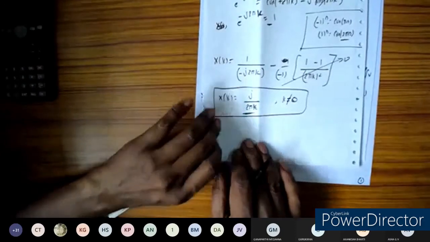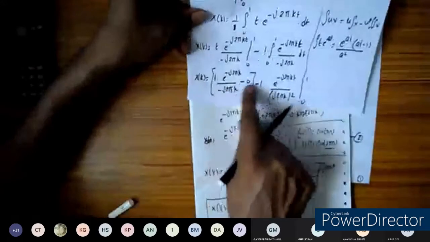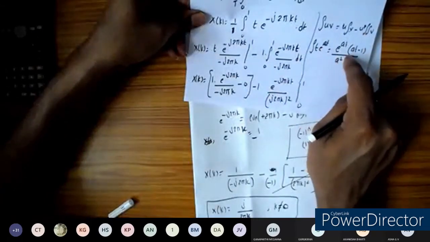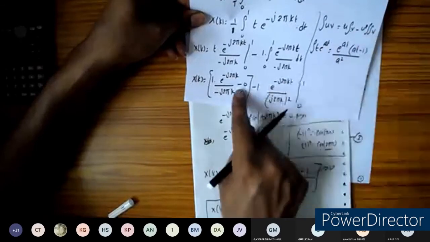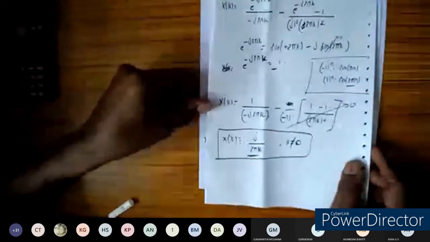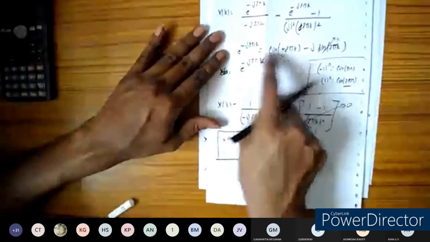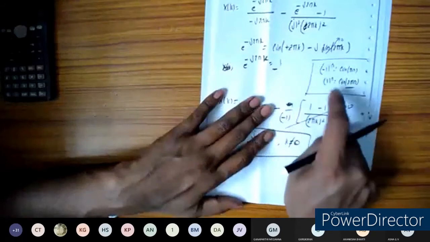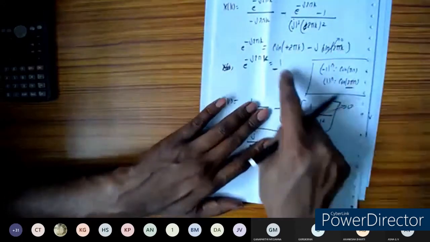So I'll repeat once again what we did here. We have taken the integration of this one, integrated by applying integration by parts, or else we can apply this formula. I have done it by integration by parts here. We integrated and substituted the values. I considered e to the power of minus j2 pi k as cos 2 pi k minus j sin 2 pi k, and we know that cos 2 pi k value is nothing but 1 and sin 2 pi k value is nothing but 0 here.